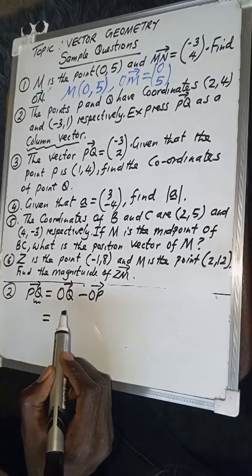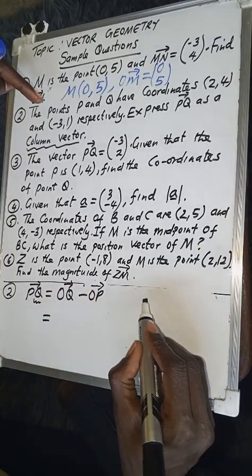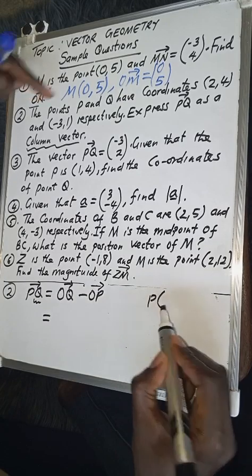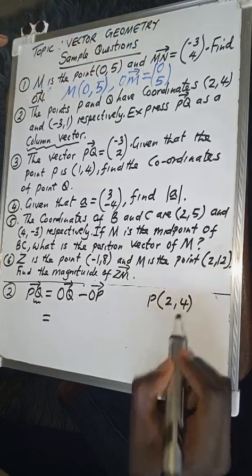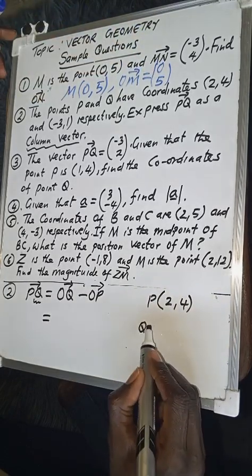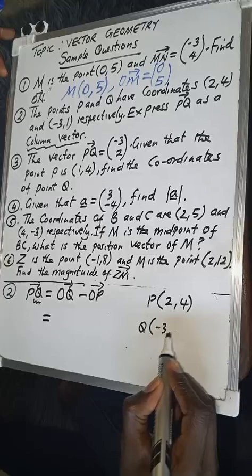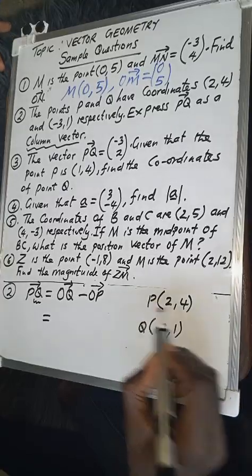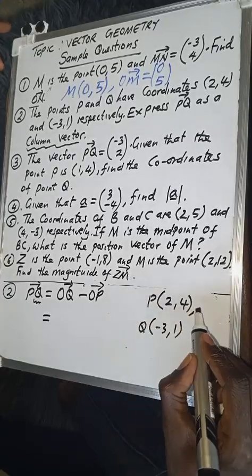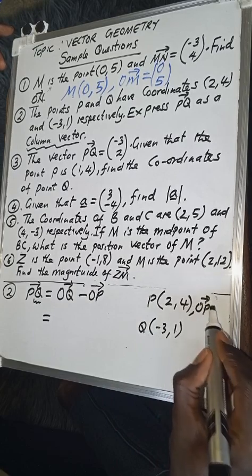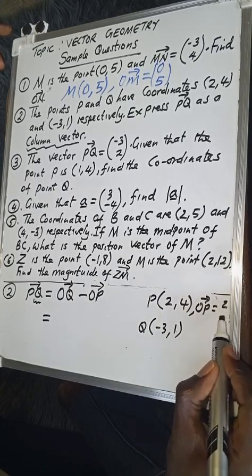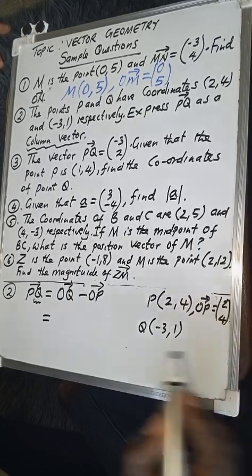So what is my OQ? Remember, they have given you the point P. The point P, they told you, is (2, 4), and the point Q is simply (-3, 1). So now if you want to write this as a position vector OP, you just need to change this coordinate (2, 4) and write it in column form.